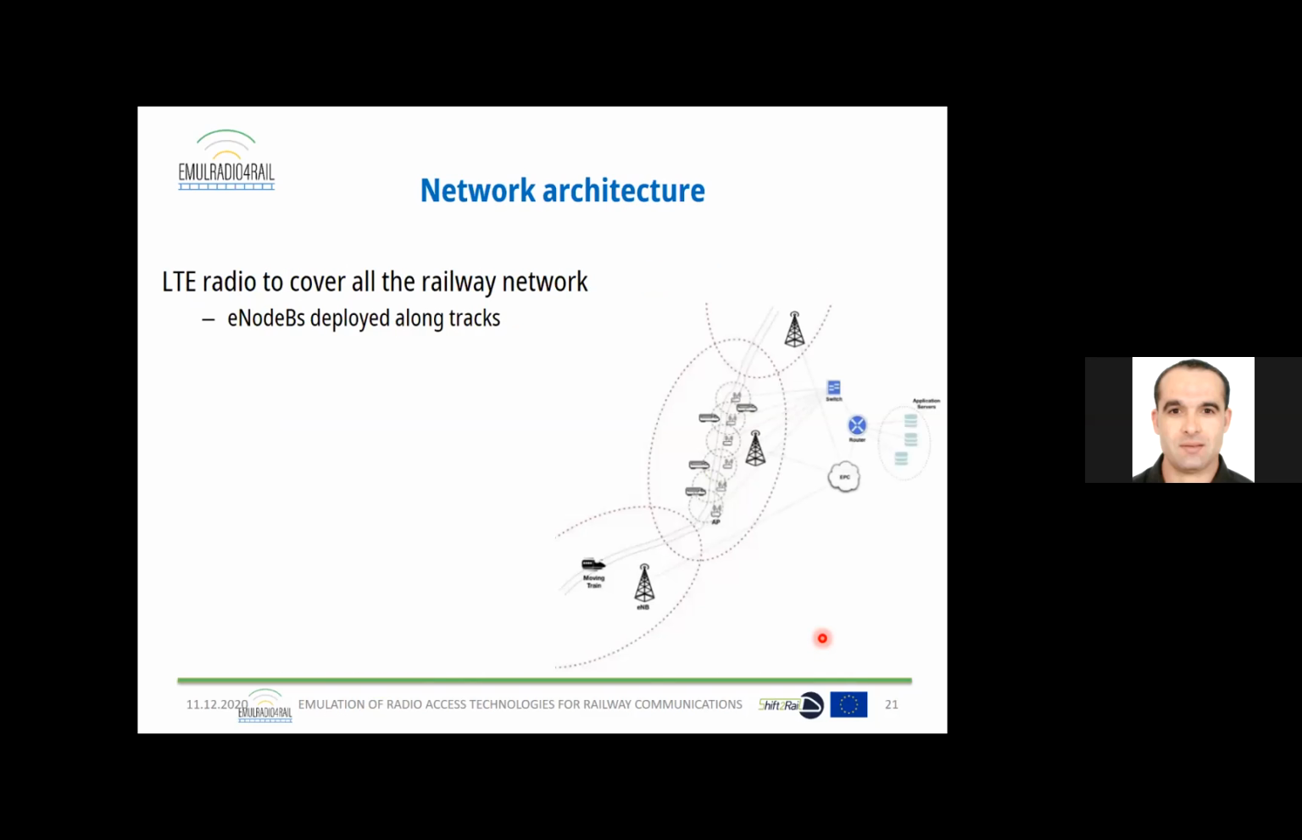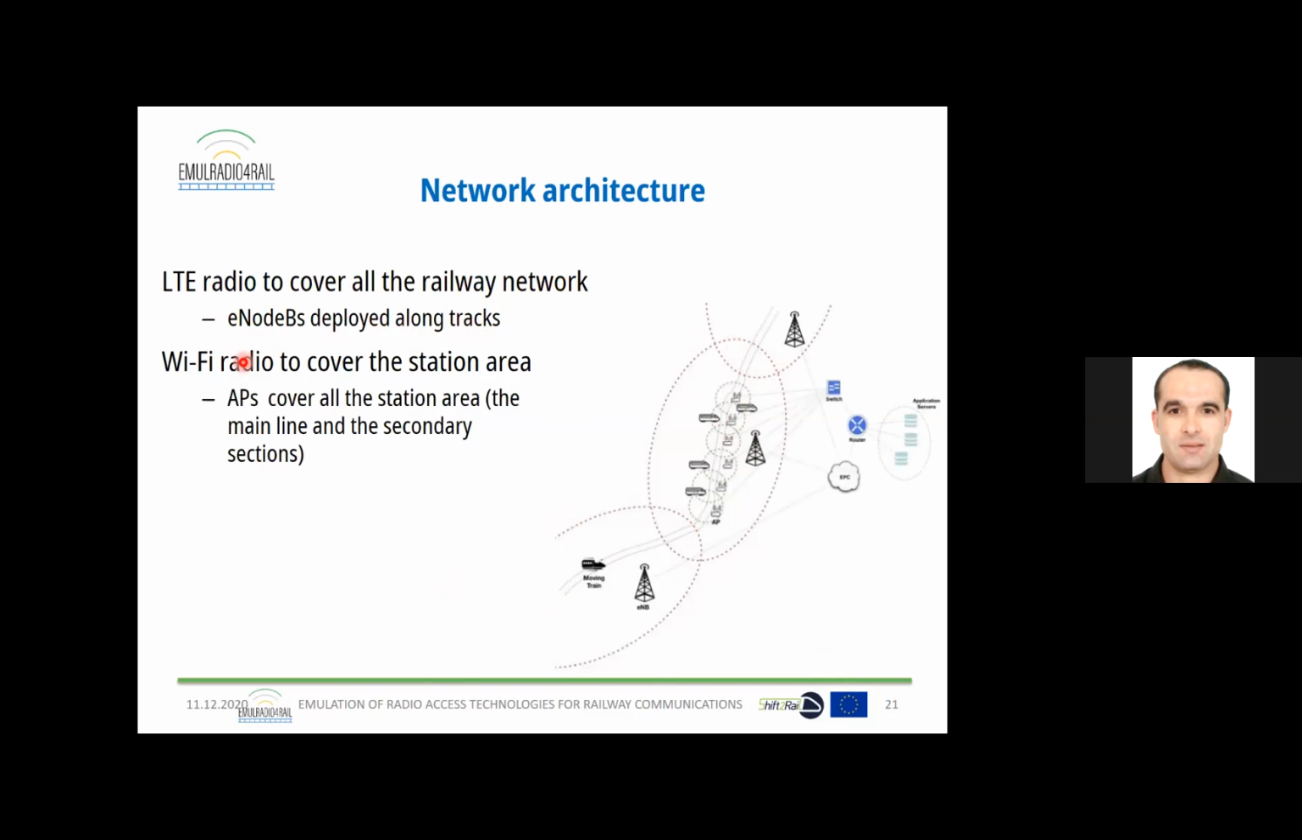So we consider here a network architecture offering an LTE radio coverage to all the railway network, with eNodeBs deployed along the tracks. And also Wi-Fi radio to cover the station area. So we have here a Wi-Fi access point that covers all the station area, the main lines that cross the station, and also the secondary section inside the station.